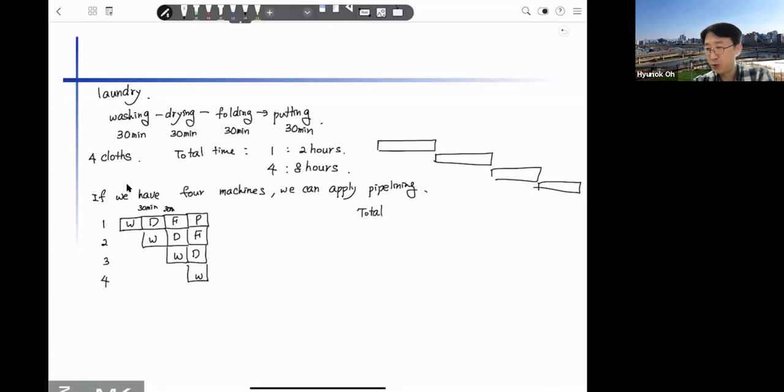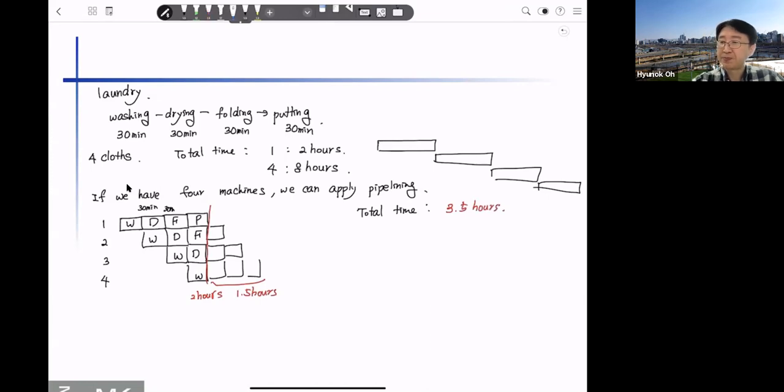So if we are using this pipelining, then what is the total time to complete the laundry of these 4 clauses? Here, we need 2 hours and additionally 1.5 hours. So the total time is 3.5 hours. Originally it was 8 hours, and now it is reduced to 3.5 hours. Okay, so this kind of structure is called pipeline.